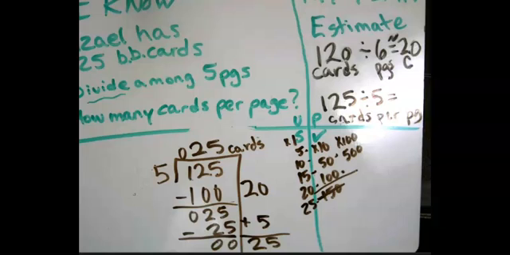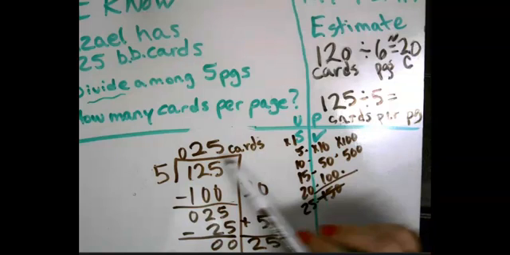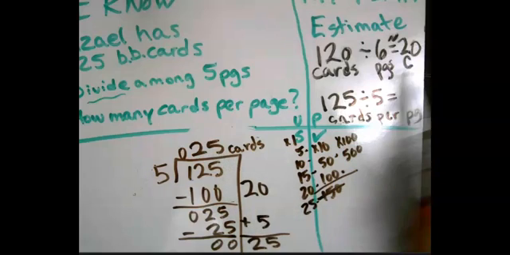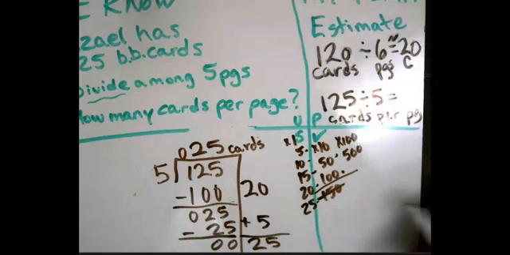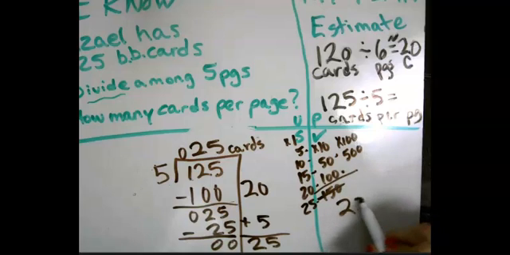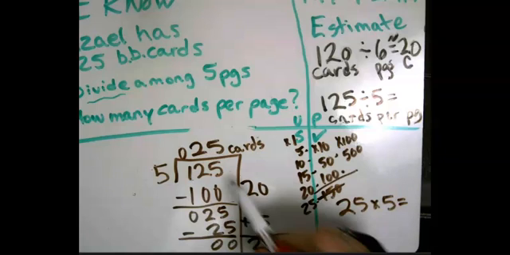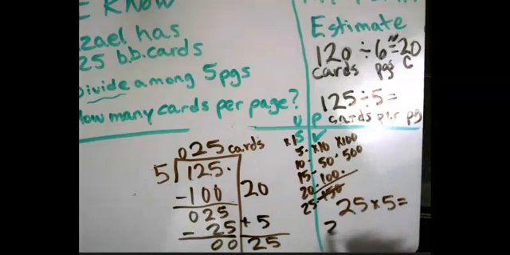Let's check it. Let's do the opposite operation to check it, because I see that my estimate of 20 is pretty close to 25. I think that this is correct. I just want to make sure. So I'm going to do 25 times 5. And hopefully that equals 125, right? So 20 plus 5, and I'm going to multiply that by 5. Right? Because 20 plus 5 is the same as 25.